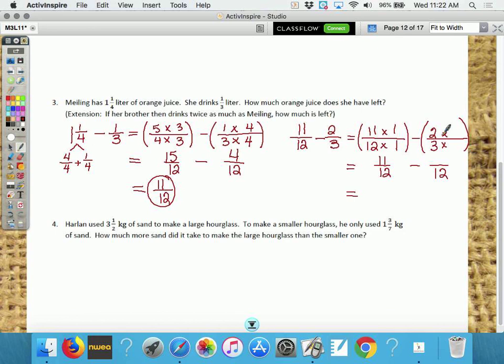Clayton, 3 times what equals 12? 4. So 2 times 4 is 8. Okay? So 11 minus 8, 3. Simplify that. Just tell me. 1/4. What did we divide by? 2. No, we did not. Oh, 3. We divided by 3. Good job.